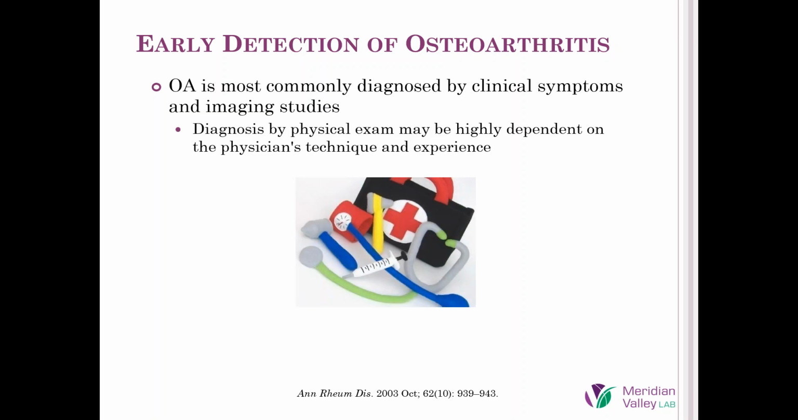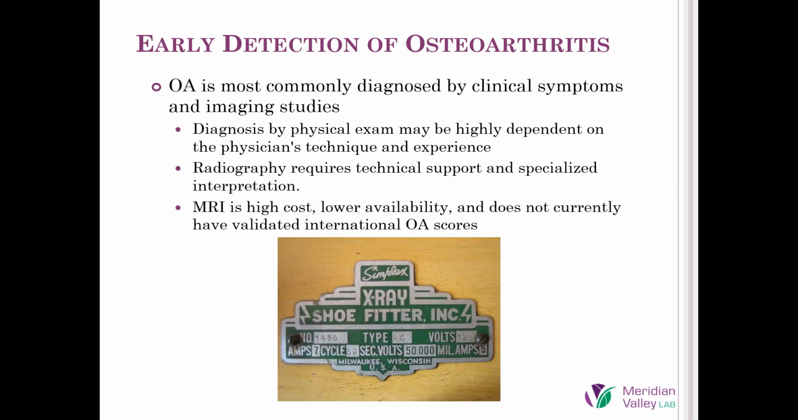Now, diagnosis can be extremely accurate through physical exam, but especially with joints, it depends on the physician's technique and experience. Radiography is a great way to look at bones, but it requires a fair amount of technical support and specialized interpretation, which is costly. MRI is an even higher cost, has even lower availability, and there's less consistency in the way that those results are interpreted.